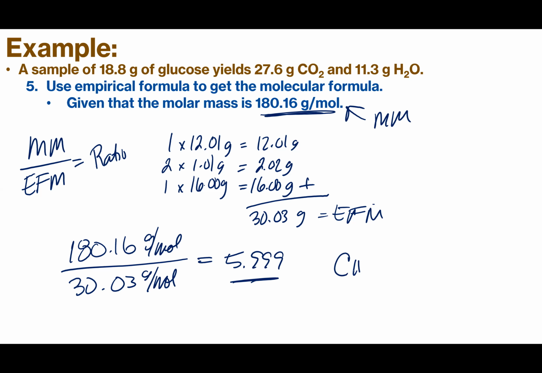So if we say CH2O, and we're going to take this whole thing times 6, this is going to give us C6H12O6, and that's our molecular formula.